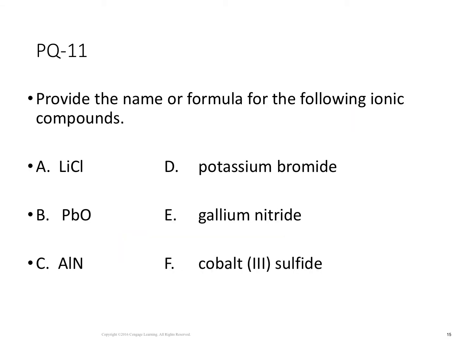A few more examples of formulas and names. The first one, LiCl. Li is lithium. So the cation you pull straight from the periodic table. Cl, the atom is chlorine, so that changes to chloride. Next, PbO. Pb is lead. O is oxygen, and it becomes oxide.